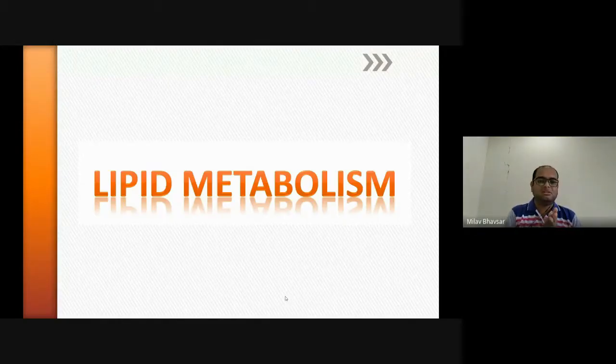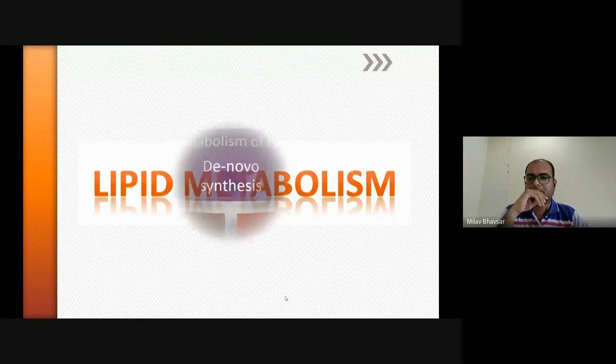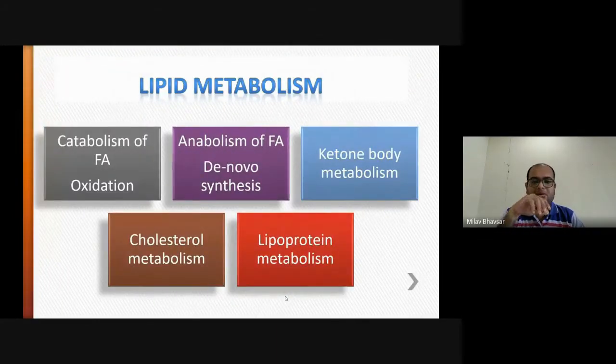So we'll start with the metabolism part now. Okay, so we are going to classify the metabolism part into a total of five major components. We'll start with catabolism first, then anabolism, then the other parts: ketone body metabolism, cholesterol, and then we will discuss lipoprotein.